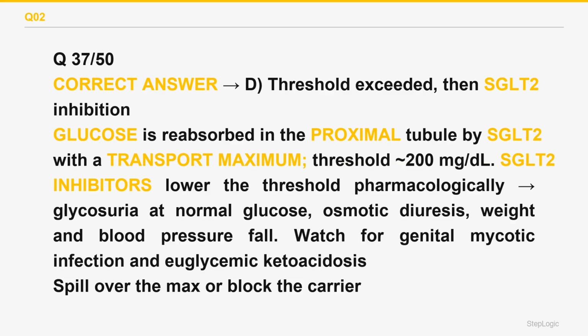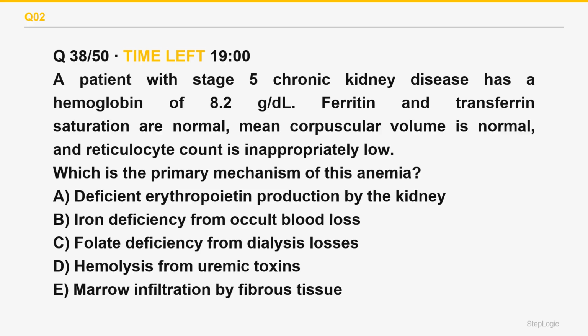Persistent glycosuria promotes genital mycotic infections and urinary tract infection, and the accompanying osmotic diuresis lowers blood pressure and volume. The most distinctive complication is euglycemic diabetic ketoacidosis, ketoacidosis with a deceptively normal or only mildly elevated glucose, which is easily missed unless ketones are checked deliberately. If you see glycosuria with a normal plasma glucose, think a blocked transporter, not a high load.